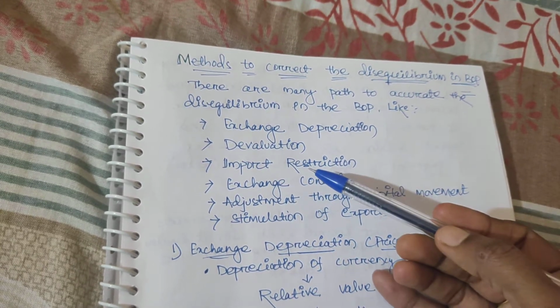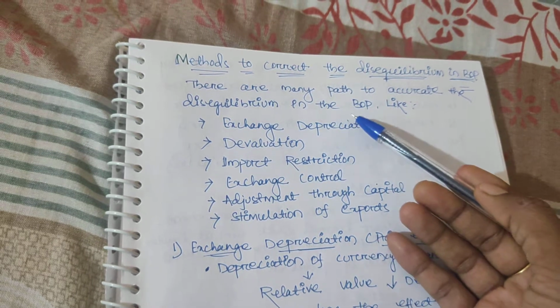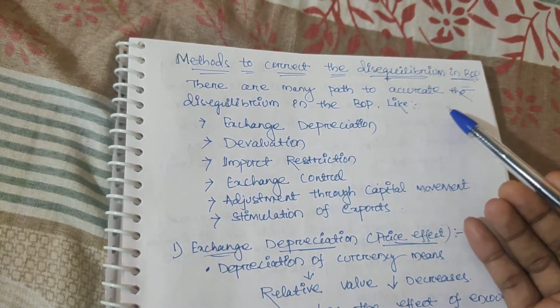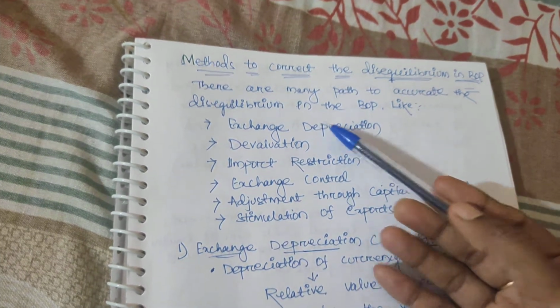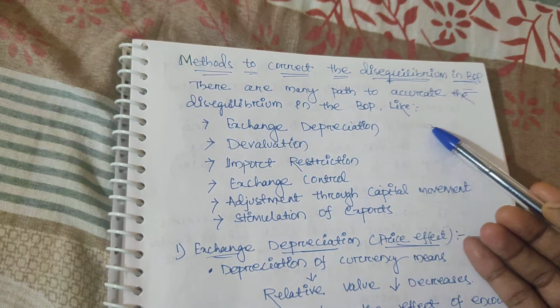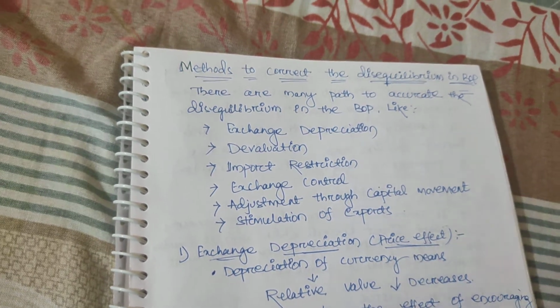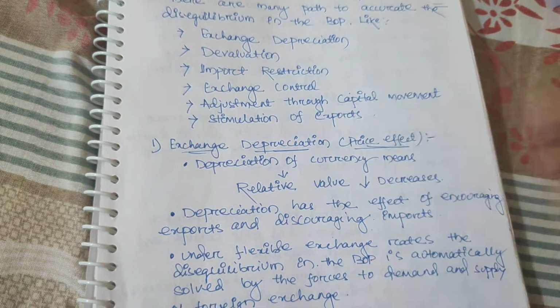But in UGC NET economics, sometimes they will ask which method is not proper for correcting the disequilibrium of balance of payment. So you should know that these are the methods. Other than that, if any point is there, then that is the odd point you have to mark there. Get it? Next, we'll go to the first, exchange depreciation.